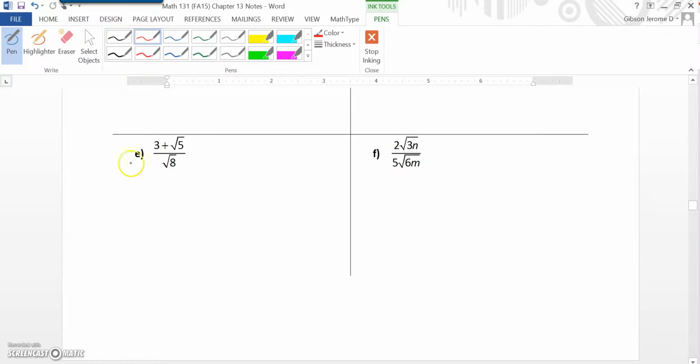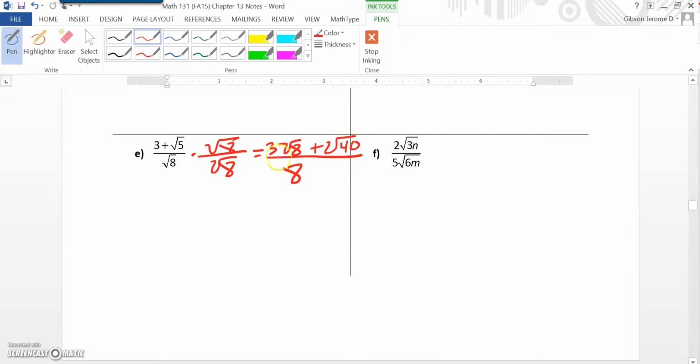Now we scroll down here to E and F. Now it's the same thing. We need to rationalize our denominator here. So we look here at our common denominator. Well, actually, we will multiply this by the square root of 8 over the square root of 8. Now this would give us 3 times the square root of 8 plus the square root of 40 all over 8. Now, this is what happens here.